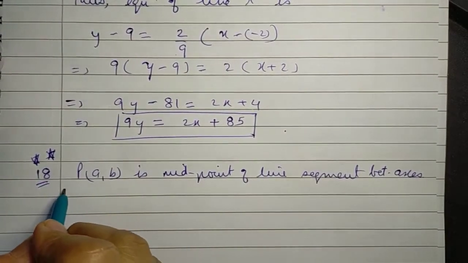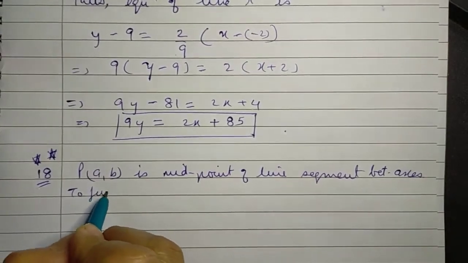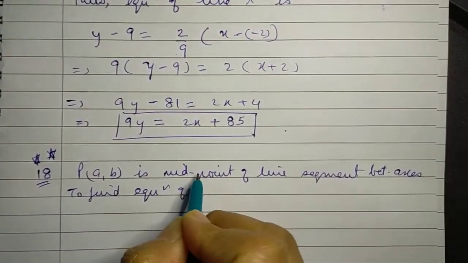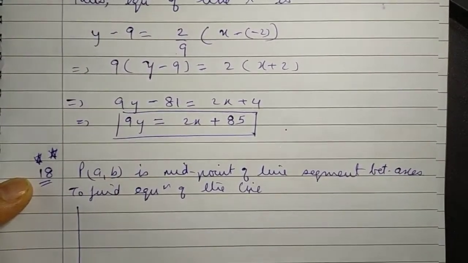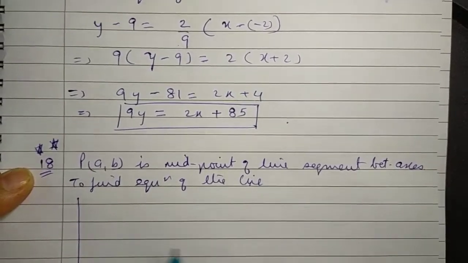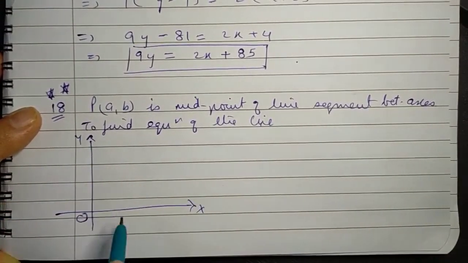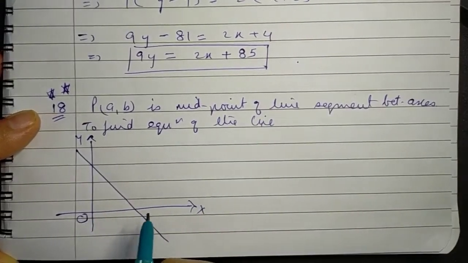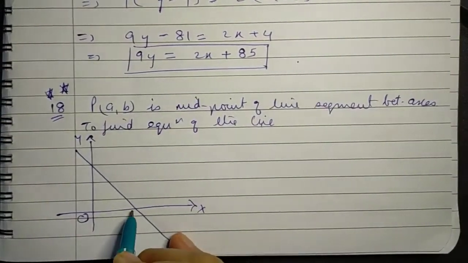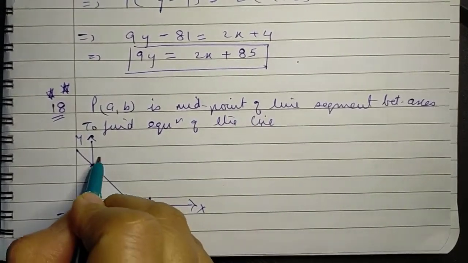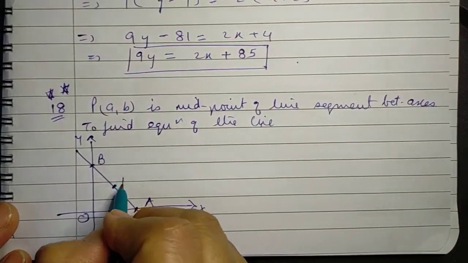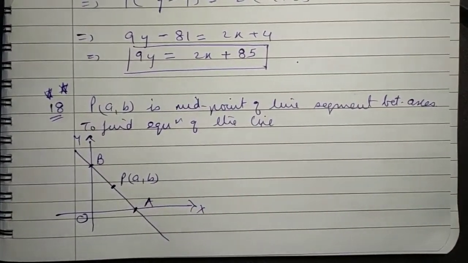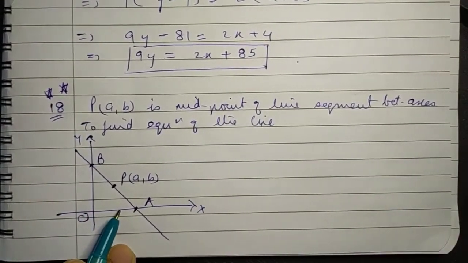So to find the equation of the line, let's draw a quick rough sketch. This is the origin, this is x, this is y, and the portion cut off between the axes is AB. Okay, the midpoint of this portion is P(a, b). Using this, we have to find the equation of AB.